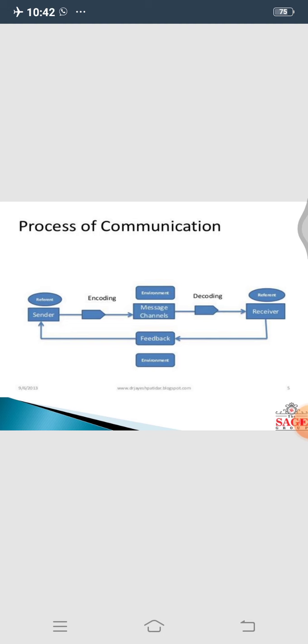Then there is a channel through which the message is communicated. The channel can be written or telephonic or print or mass media, any channel. Then there is decoding. Decoding means that as the message is received by the receiver, he decodes it to try to understand. Decoding will be possible only when the sender and receiver have a common understandable language. So it is very important, as this is a basic problem that happens.